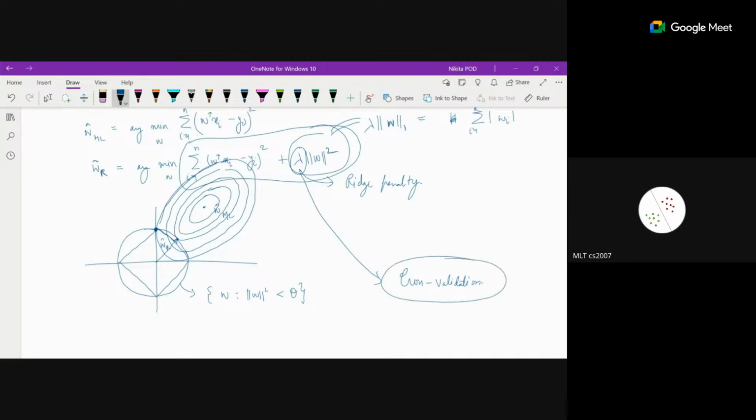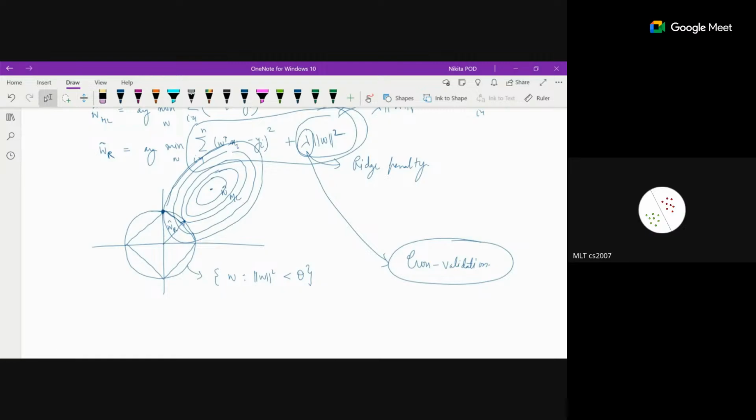And what are the methods that we saw for cross validation? One was the k-fold cross validation, and the other was leave one out cross validation. These are the two methods that we saw for deciding which lambda to choose.